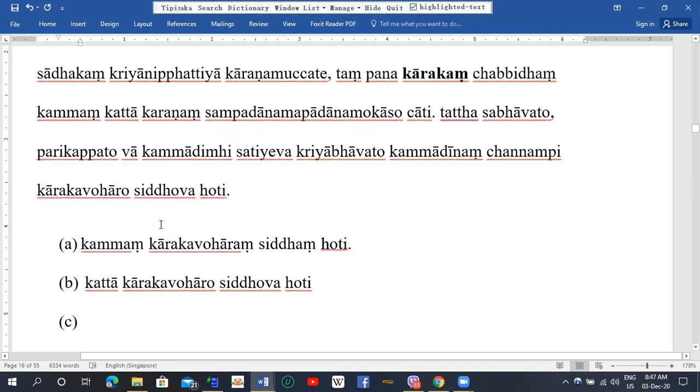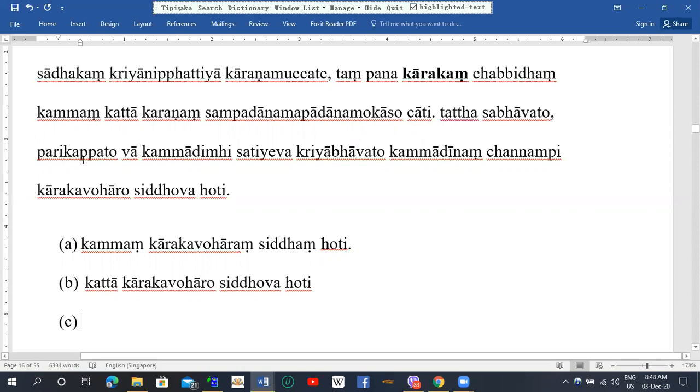This one, karana samdana parana okaso karga oharo seito hoti. Kama is karga, katu is karga, karana is karga, last one, okasa is karga. Karaka, find way of ultimate reality, find way of reality, find way of thinking.